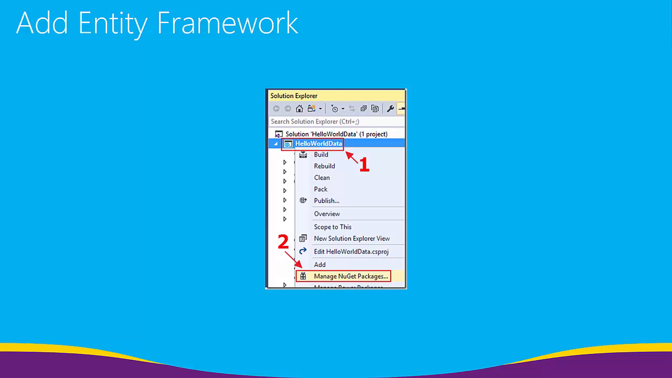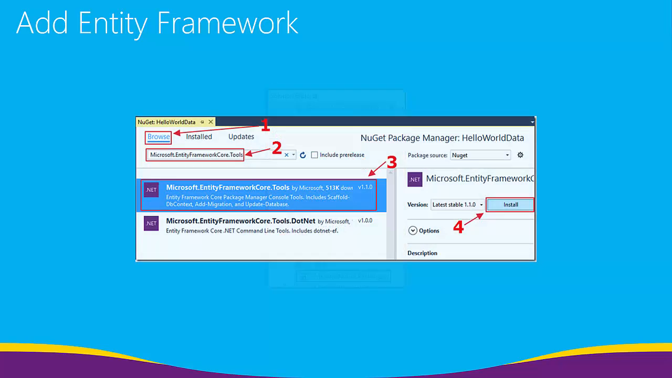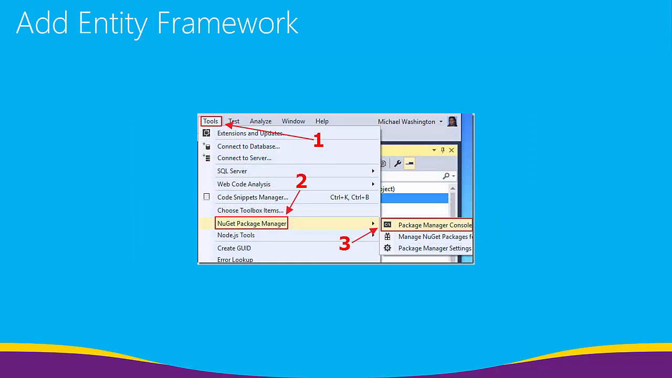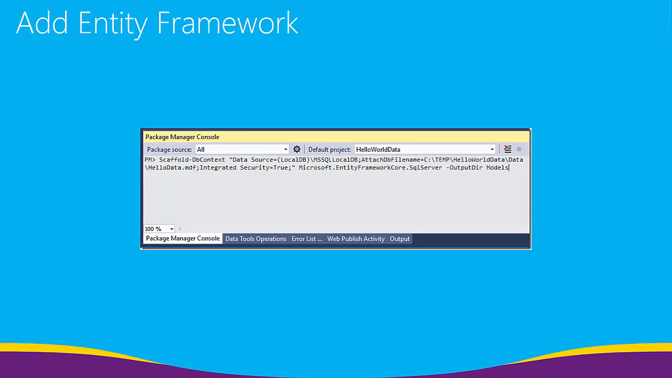Now we're going to add Entity Framework to the project. We're going to right-click on the project node and select Manage NuGet Packages. We're going to search for the Microsoft Entity Framework Core Tools package and we'll go ahead and install that. Next, we'll go to Tools, NuGet Package Manager, Package Manager Console, and then we are going to execute the Scaffold-DbContext command, and we're going to point to our database file, and we're going to tell it to output to the Models folder.